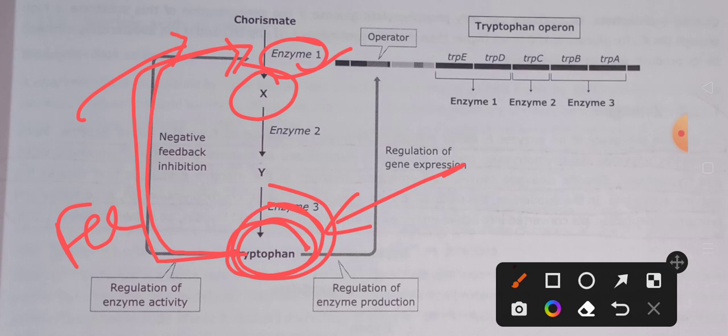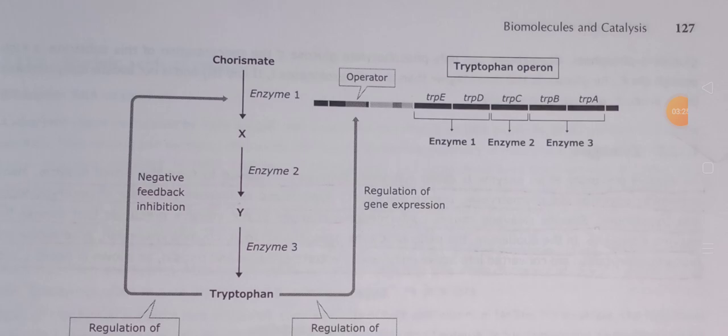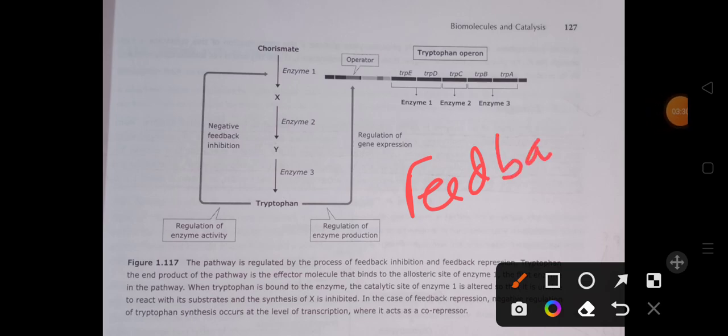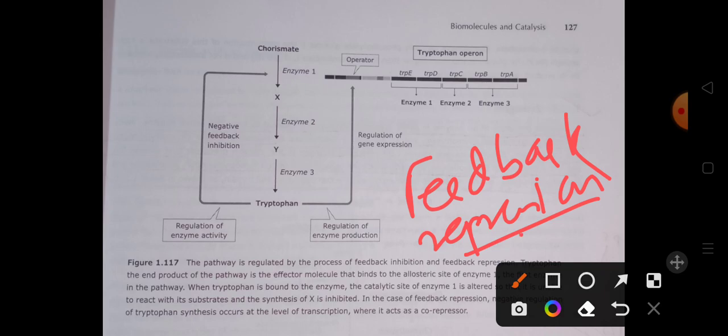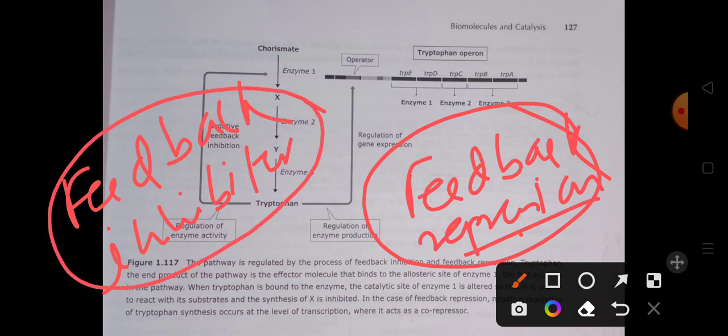Now there is another terminology, that is feedback repression. Okay, the terms feedback repression and feedback inhibition are not the same. Remember, feedback inhibition is the inhibition of enzyme activity, and feedback repression is the inhibition of enzyme synthesis.